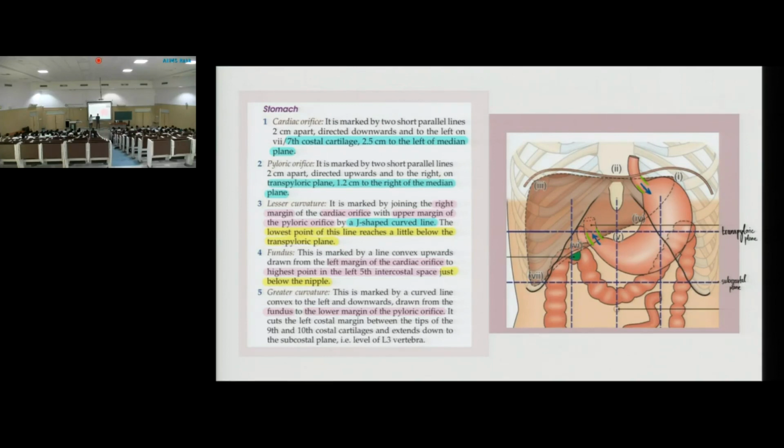And now, to complete the stomach, we'll have to draw the greater curvature of the stomach. We have enough points to draw it. We only have to join the point of the fundus to the point on the lower border of the pyloric orifice. That will complete the greater curvature of the stomach.